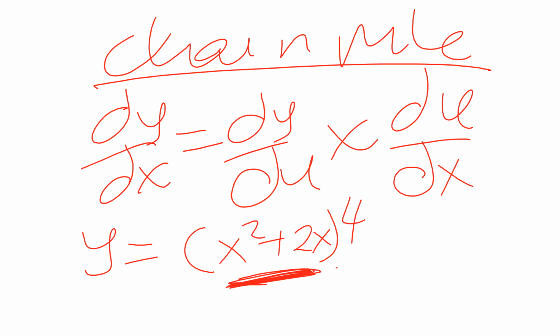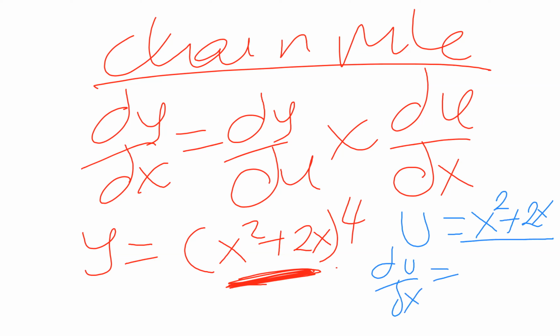So what you do from here, this one which is inside, I've said you are going to name it the u function. Therefore, your u function will be equal to x squared plus 2x. That is your u. So it simply means to find du over dx, it means to differentiate this equation with respect to x.